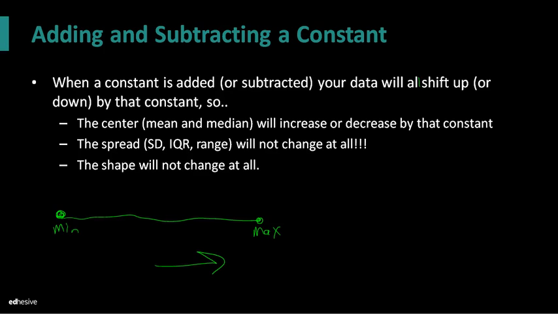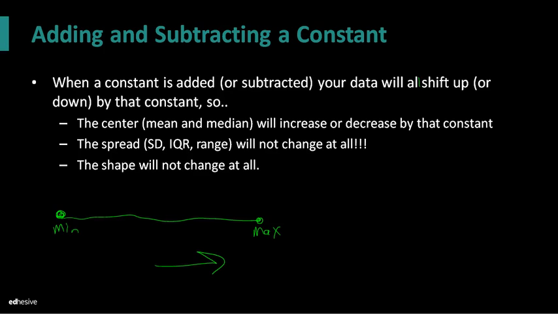So the mean would be increased by 5. The median would be increased by 5 if you're adding 5 to all of your data. However, the spread, which we measure with standard deviation, IQR, and range, will not change at all. Think about that. Look at my example down here. I have my data, and if I add 5 to every value, it's just going to shift up.